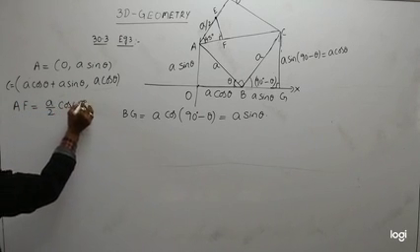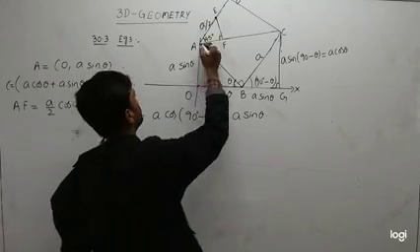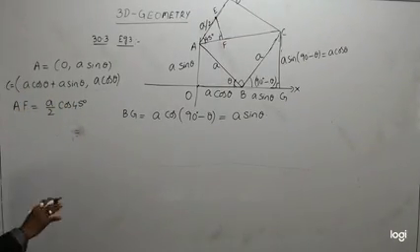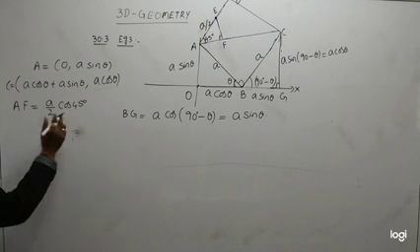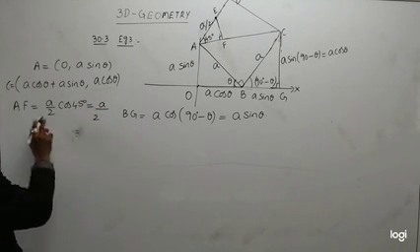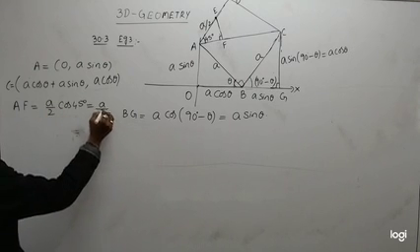How did we get A by 2 into cos 45? In this right triangle, AF is the adjacent side. So that adjacent side is the hypotenuse A by 2 into cos theta, so A by 2 into cos 45. Cos 45 value is how much? 1 by root 2. So A by 2 into 1 by root 2 is A by 2 root 2.